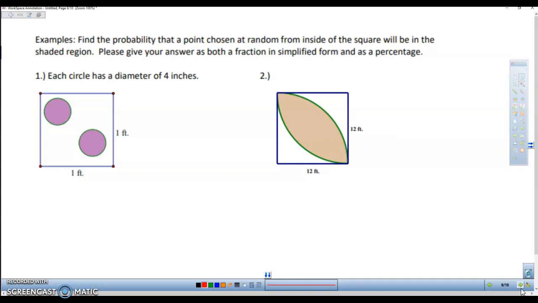So in this case, my favorable area, there's nothing to subtract this time, so be careful. Don't overcomplicate things. All right? I've got the favorable area over the total area. Well, the favorable area is just those 2 circles. Those are the only things that are shaded. Divided by the entire area, which is the square.